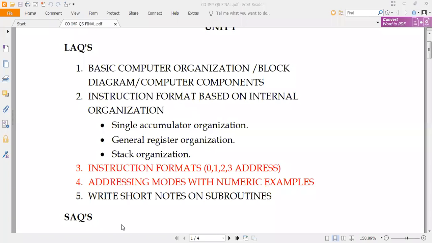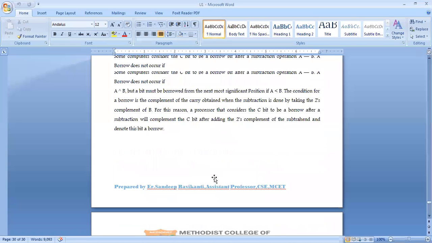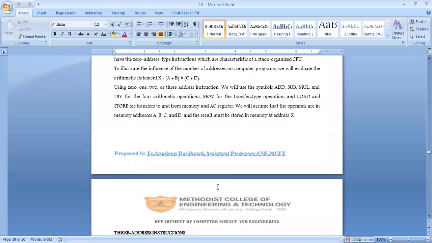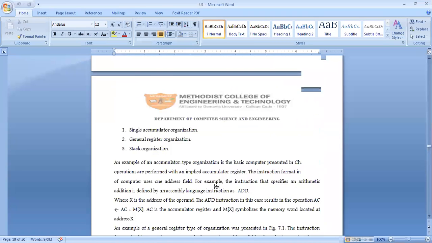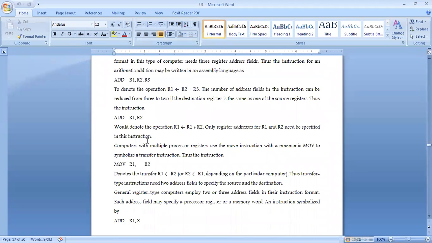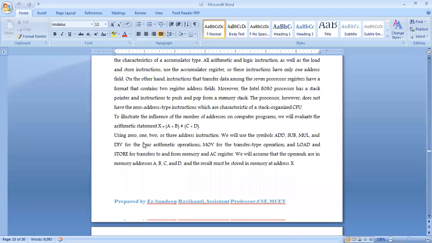So I'll show you. Here we have, you can see, the question: explain different instruction formats. These are the single accumulator, general register, and stack organization. The examples we have here, as I told you, R1, R2, like add R1 comma X, we will use in the above formats.